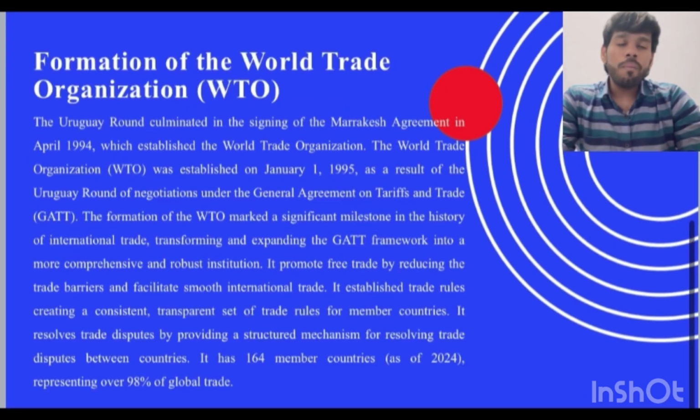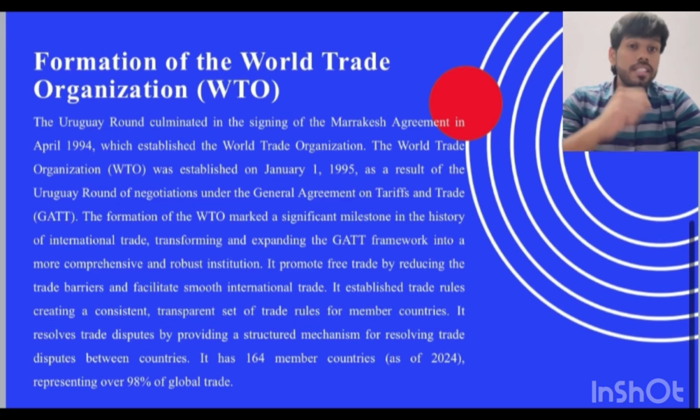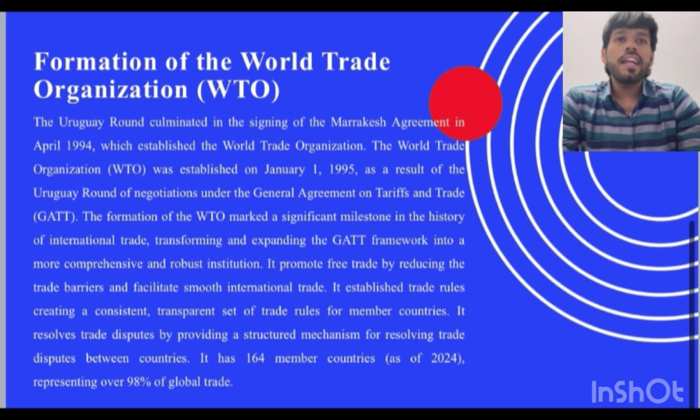Let us see about the formation of the WTO. The Uruguay Round culminated in the signing of the Marrakesh Agreement in April 1994, which established the World Trade Organization. The World Trade Organization was established on January 1, 1995 as the result of the Uruguay Round negotiation under the GATT agreement. The formation of the WTO marked a significant milestone in the history of international trade, transforming and expanding the GATT framework into a more comprehensive and robust institution.